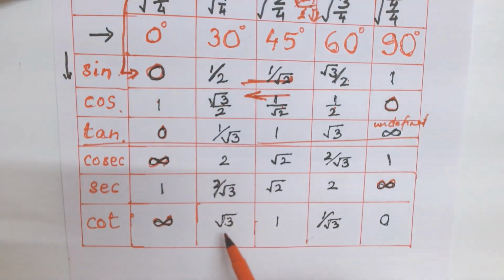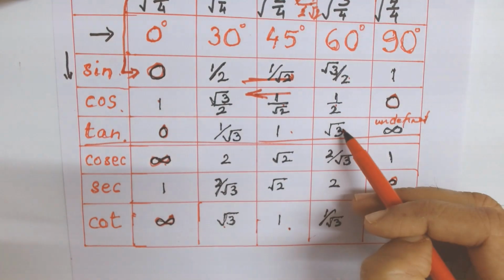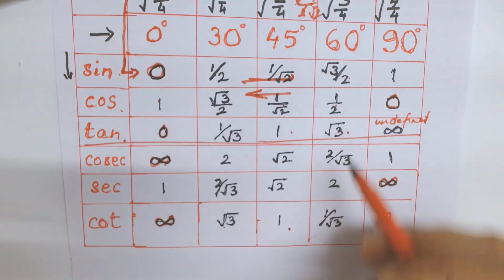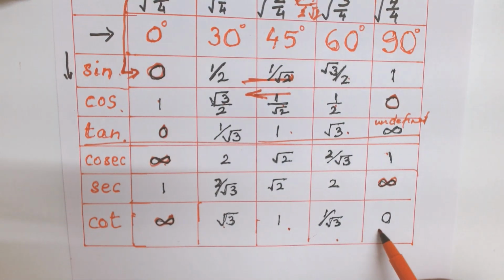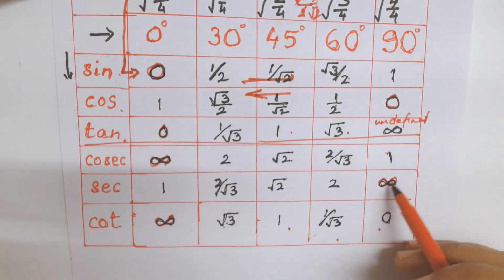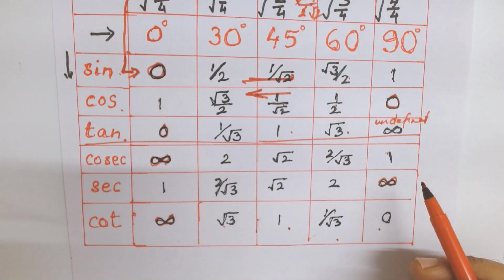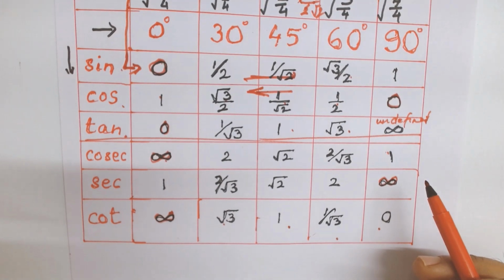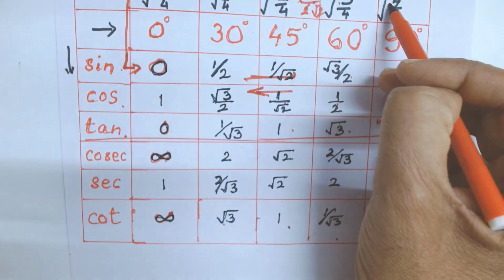When you reverse it, you get root 3. 1, if you inverse it, you get 1. Here root 3 will become 1 by root 3. So 1 becomes 1, but 0 becomes undefined. So that's how you create this table.